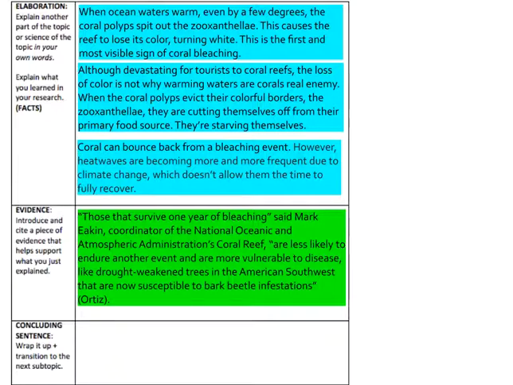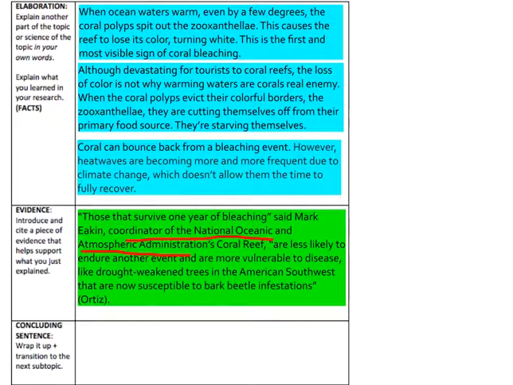So I was just talking about in my elaboration how the coral can't bounce back after a bleaching event, how they're really having a hard time recovering. So I chose a piece of evidence from Mark Aiken, and I'm telling you why he's an expert. He's a coordinator of the National Oceanic and Atmospheric Administration. But I'm choosing a quote where Mark Aiken is going to tell us how corals can't bounce back after a heat wave because it makes them more susceptible to disease. It makes them more likely to get sick.